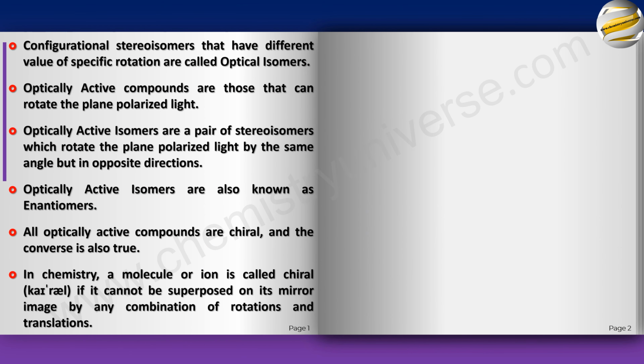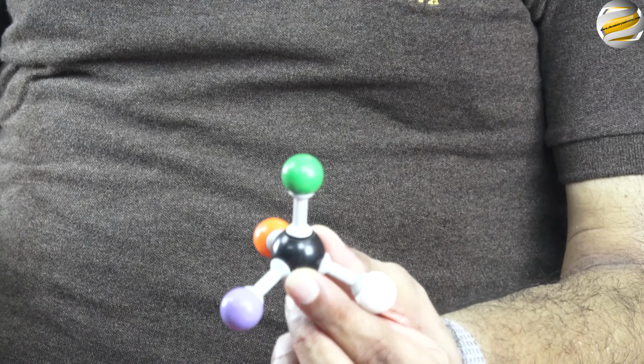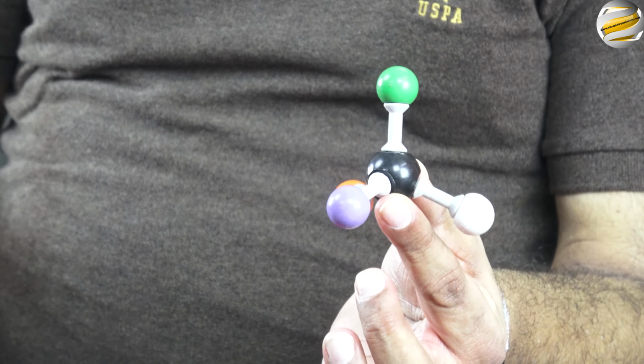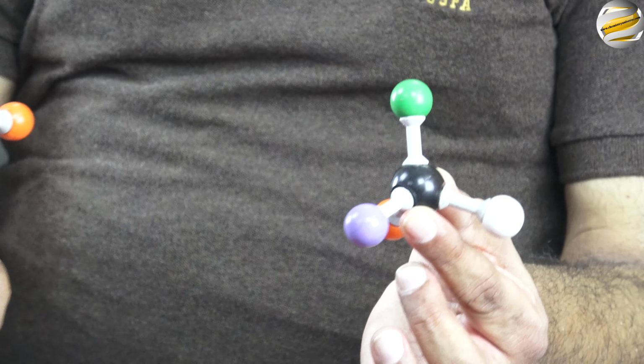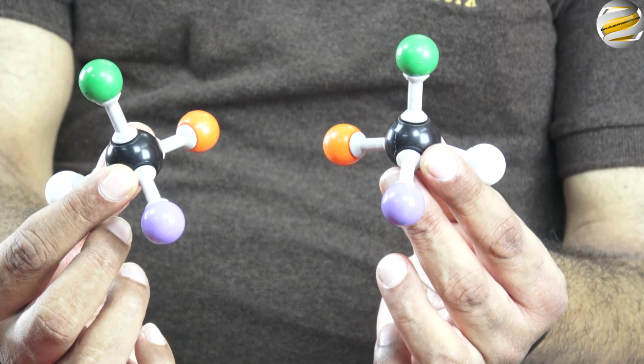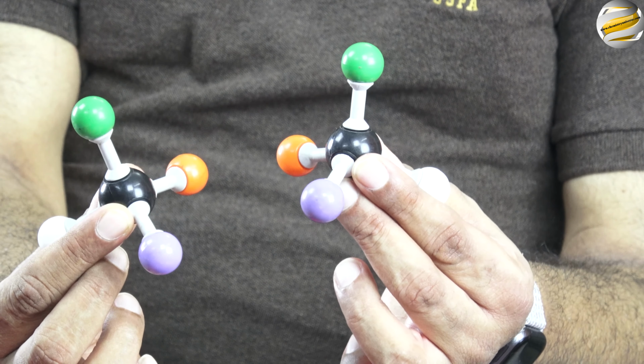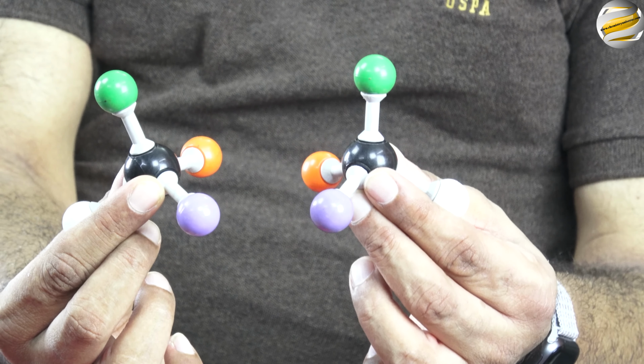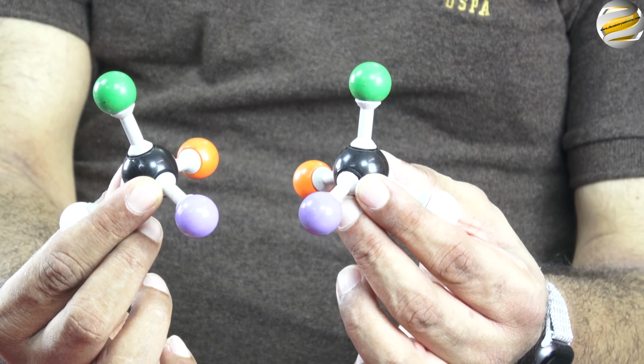But let me try giving you an example of a molecule that is not superimposable. Now this is a chiral molecule. And how do I know it's a chiral molecule? Because if I keep it here in front of its mirror image, can you see its mirror image now? This molecule is the mirror image of this one. Now try to superimpose them.